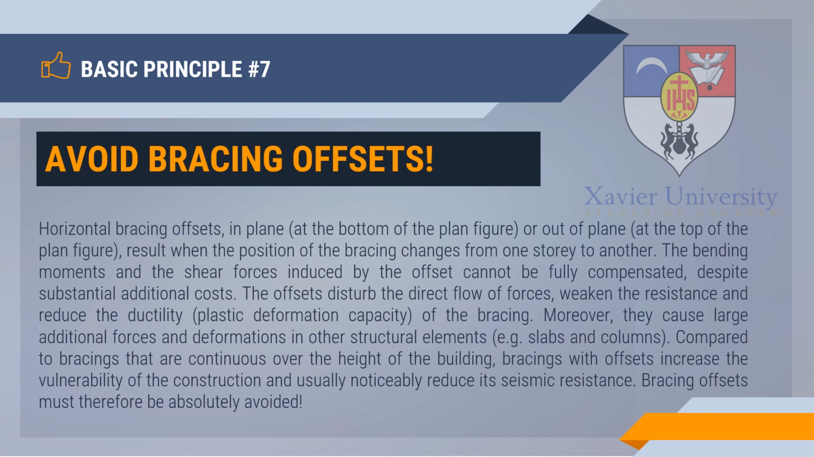So the offsets disturb the direct flow of forces, weaken the resistance, and reduce the ductility of the bracing. Moreover, they cause large additional forces and deformations in other structural elements such as the beams, the columns, as well as the slabs. So, compared to bracings that are continuous over the height of the building, bracings with offsets increase the vulnerability of the construction and usually noticeably reduce its seismic resistance. So bracing offsets must therefore be absolutely avoided.